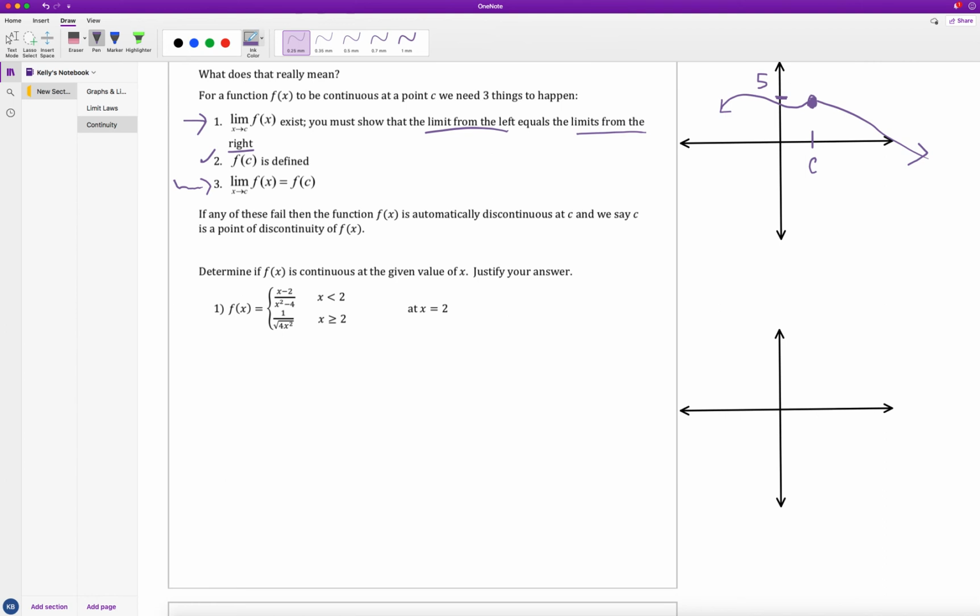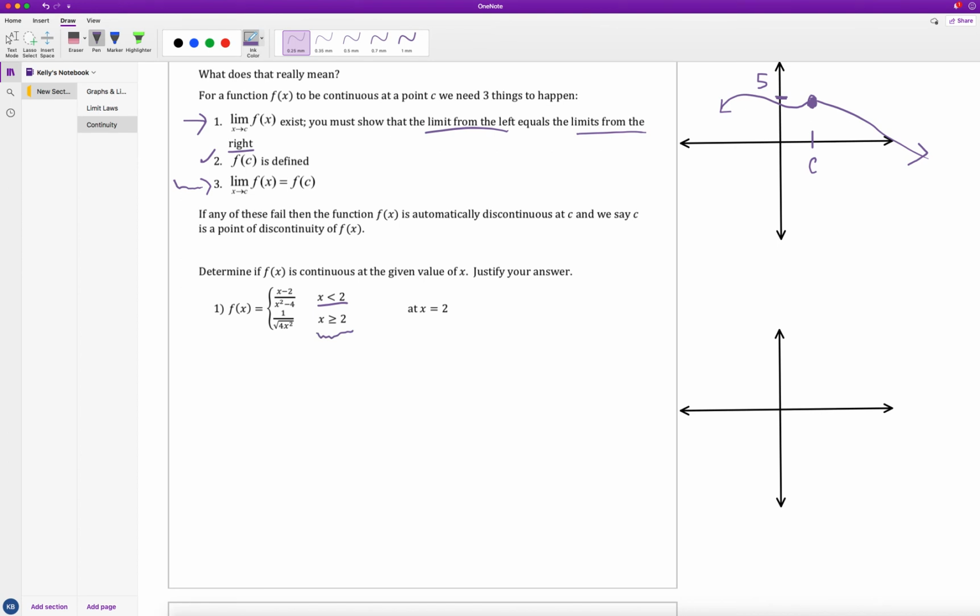So for all of these, we're going to be looking at piecewise functions. As a little refresher, a piecewise function is a function that's defined in multiple pieces or multiple parts. In this first example, we have f of x equaling x minus 2 over x squared minus 4 if x is strictly less than 2, and 1 over the square root of 4x squared if x is greater than or equal to 2.